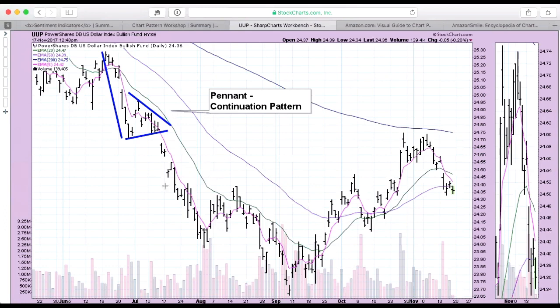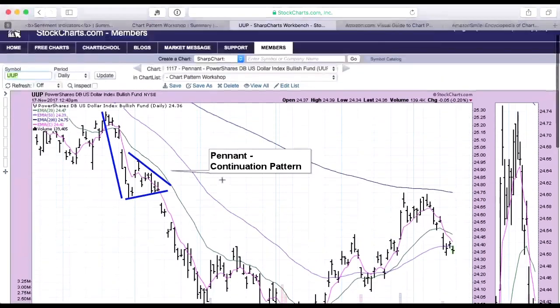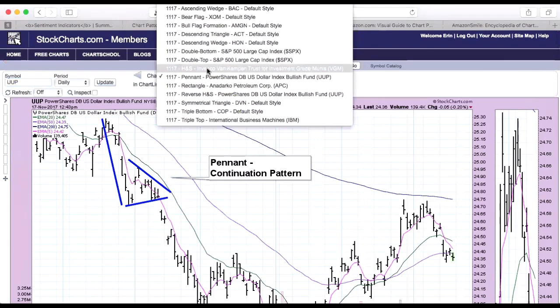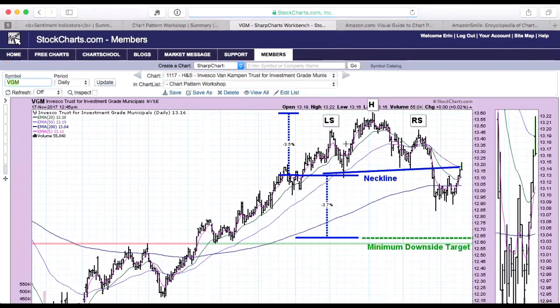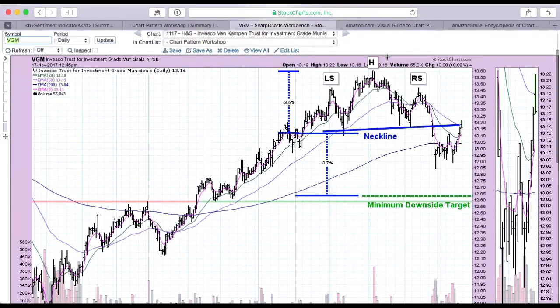I'm looking at this one already, and you can see that head and shoulders pattern. That's what I didn't talk about. I knew I missed one. Here's the head and shoulders pattern, left shoulder. I think most of us are very familiar with these. You can measure and get your targets by the length of the pattern.